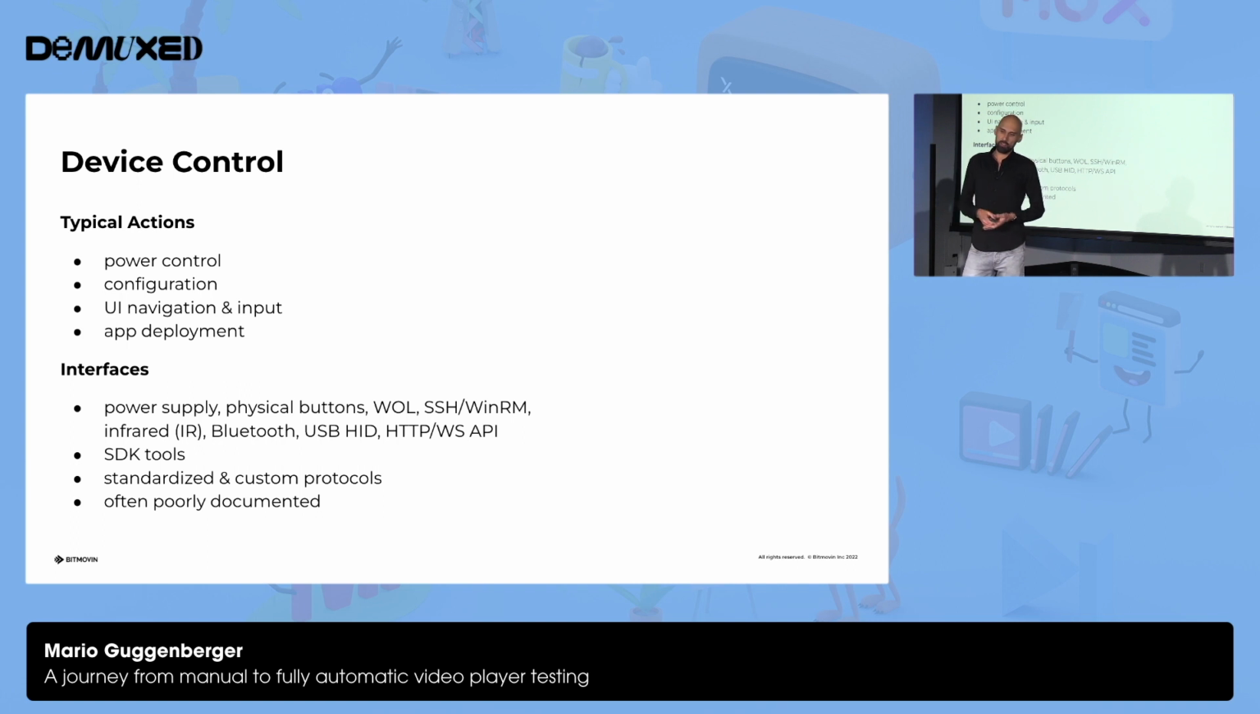Almost any device has USB ports to connect a keyboard or a game controller, and smart devices usually also expose HTTP or WebSocket APIs, and they are frequently used for remote control apps on your smartphone. Then there are SDK tools from vendors which might simplify certain functionality here. There are some standardized protocols in use. For example, USB always works the same. But there are a lot of custom protocols, and there's not a lot of official documentation.